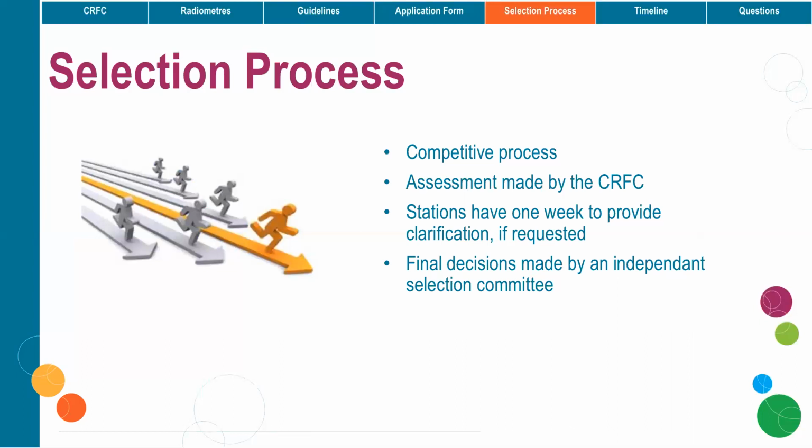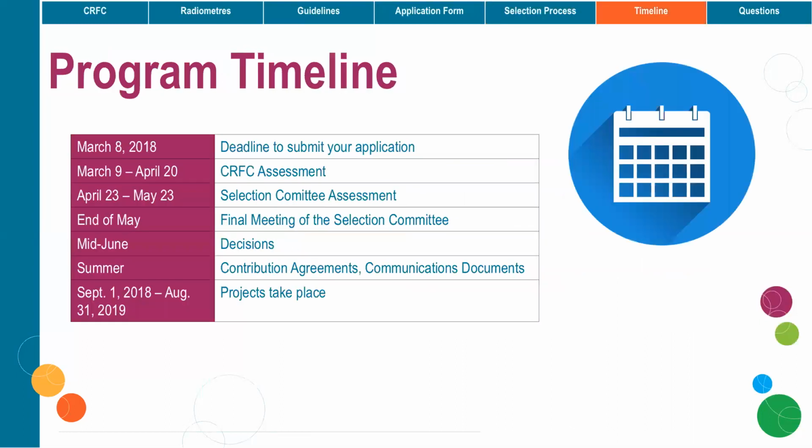Okay, so last slide, the program timeline. So the most important date is March 8th. It's the deadline to submit your application. You must submit your application before 1 p.m. Eastern Time. Applications that are sent late, even 1 minute, will be rejected. So to avoid any panic attacks, you should really send your project proposal in advance.